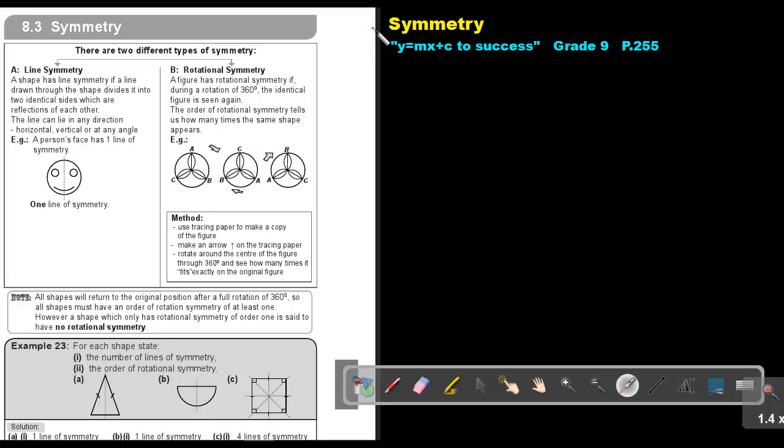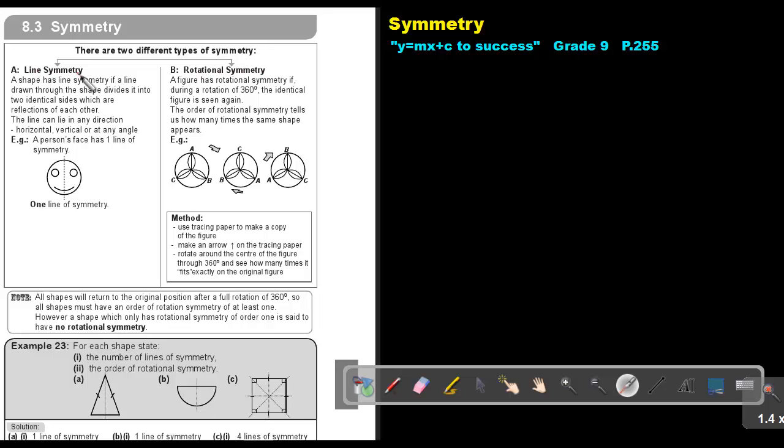Part 20, Symmetry. You will find this on page 255 in the Namibia Mathematics Grade 9 textbook, Y equals mx plus c to success. Symmetry. There are two different types of symmetry, line symmetry and rotational symmetry.